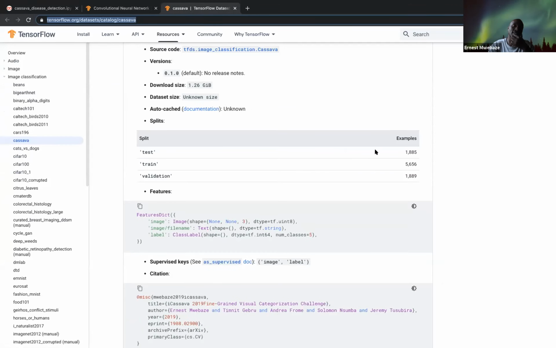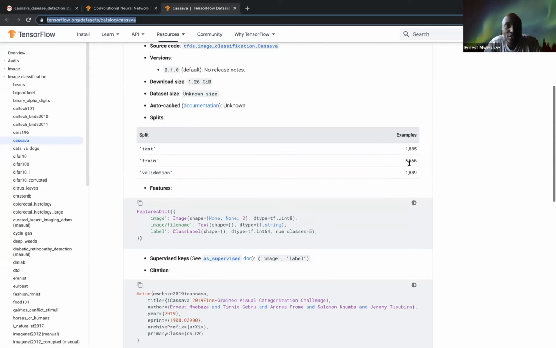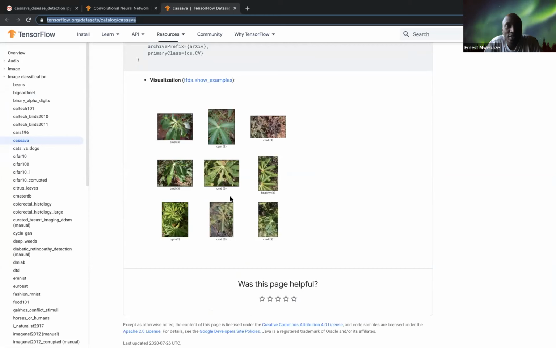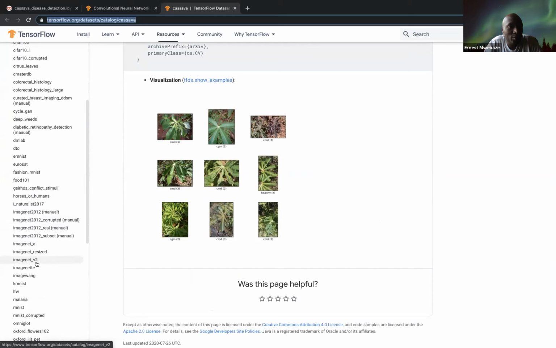It has almost 9,000 images. For this Colab, we're using maybe 400 images. This one has close to 9,000 images. You can see examples of what it looks like. And there are also several other data sets. There's one for beans, again from the AI lab. And the cassava one is from the AI lab. There are several examples. There's ImageNet.